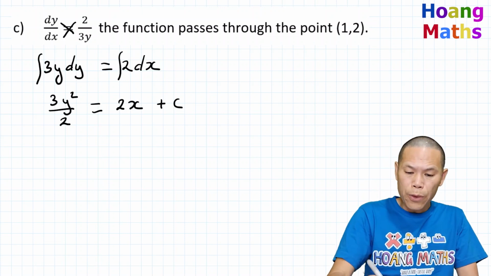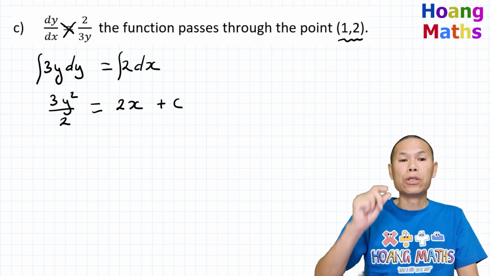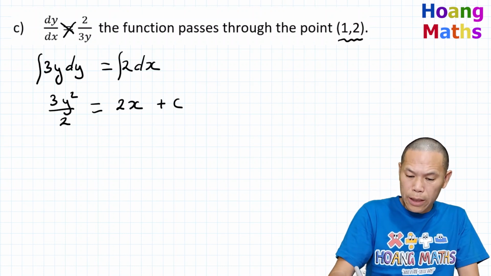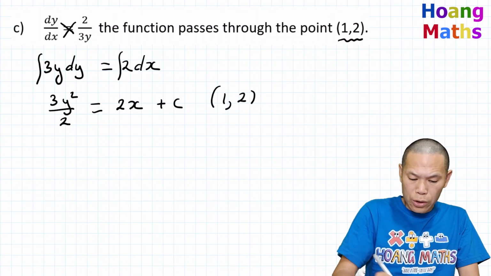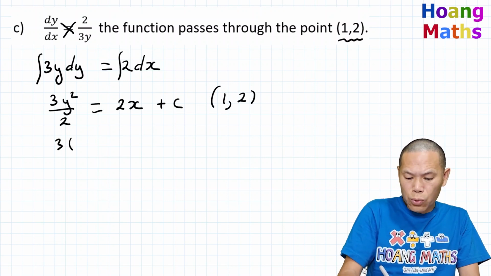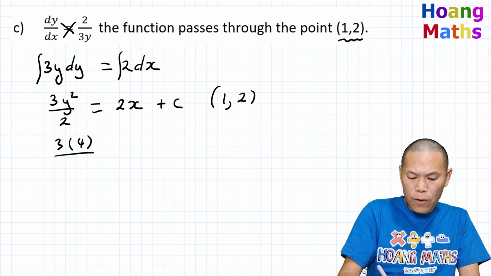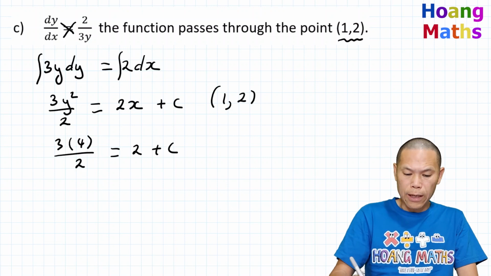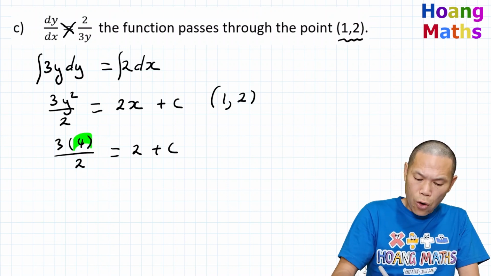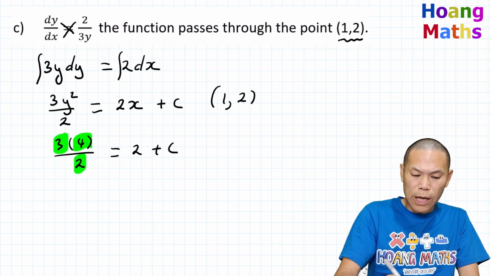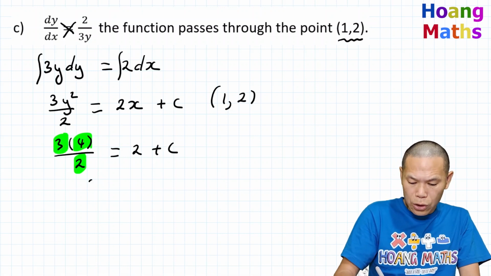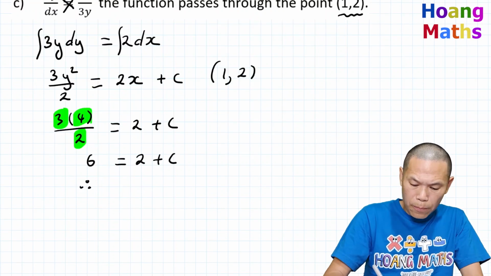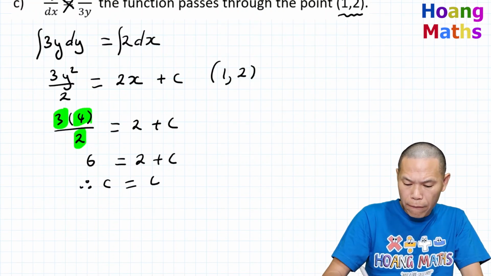To solve for c, we have the condition here: when x is 1, y is equal to 2. So that means 3 times 2 squared, which is 4, over 2, equals 2 times 1, which is 2, plus c. So 4 divided by 2 gives me 2, and 2 times 3 is 6. So 6 is 2 plus c. Therefore, c is 4.